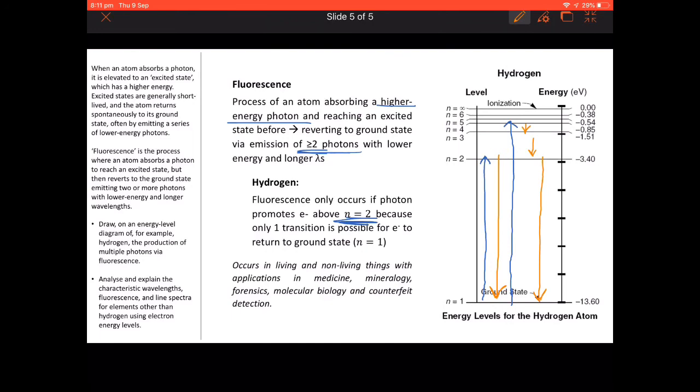This occurs in living and non-living things, with applications in medicine, mineralogy, forensics, molecular biology, and counterfeit detection. So for example, in gel electrophoresis, so when you're separating out fragments of DNA, a fluorescent dye is used to mark those bits of DNA. If you're searching for a particular fragment of DNA, so like a particular base pairing code, you can mark that with a fluorescent marker.